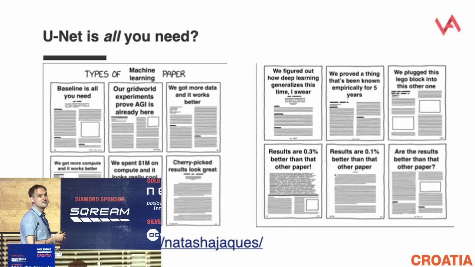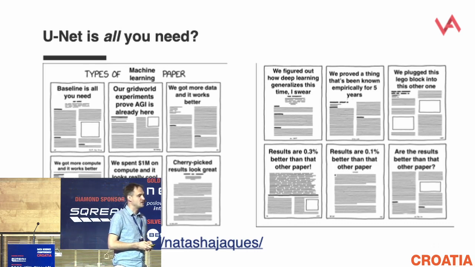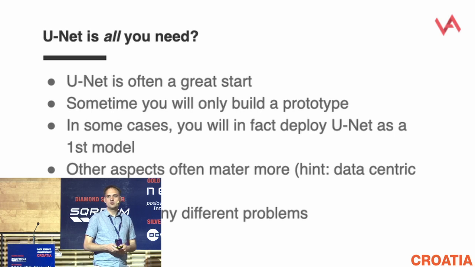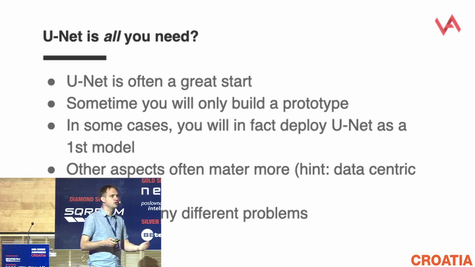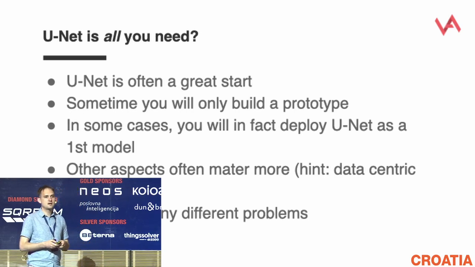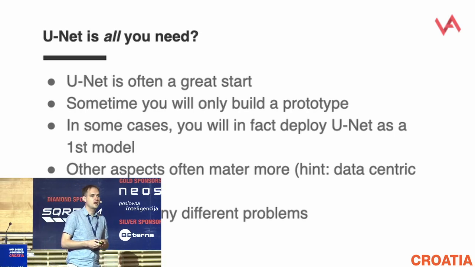We got more data and it works better. I must say, also some examples like cherry-picked results look great. You can see many different things around in the literature. So here we have this title, All You Need, a popular catchphrase, so we'll see what this is about. And basically, you shouldn't take it literally, right? It's not really all you need, you will try other things, but you will often start with UNet, and in some cases you will actually end with the UNet solution. As hinted here on the slide, there are other things that matter more, so I'll speak about this in the end, the data-centric AI.